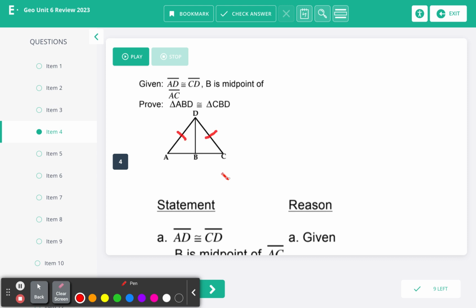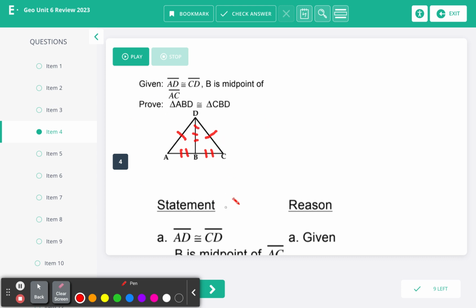So those two are congruent. We're told that B is the midpoint of AC. Now, that's not marked on here, but we know that if B is the midpoint, the two small segments on either side of that midpoint are going to be congruent. I also can look on here and see that we do have a shared side, which is the DB.